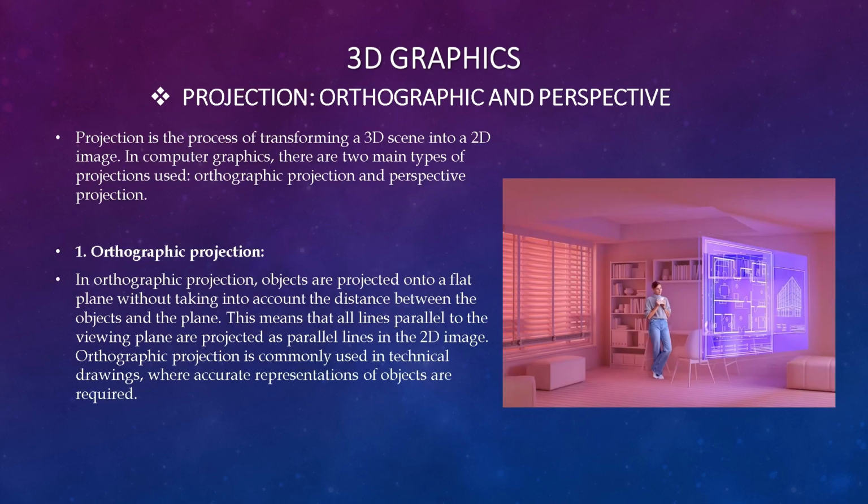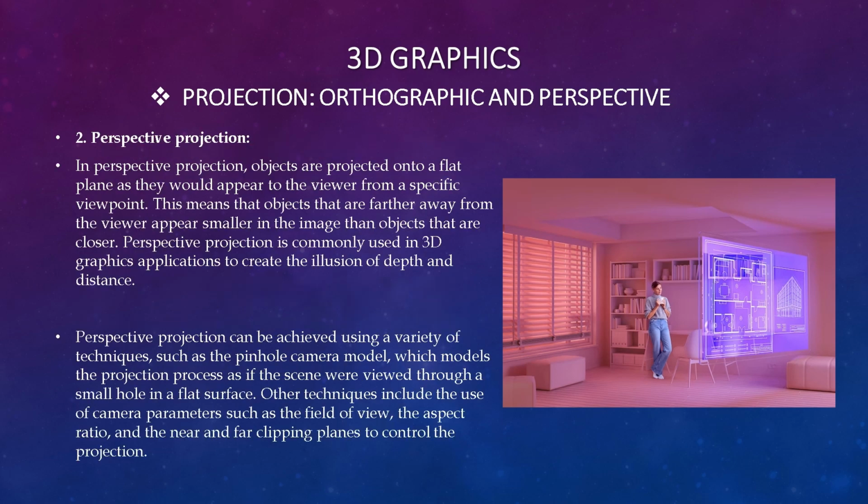Projection is the process of transforming a 3D scene into a 2D image in computer graphics. There are two main types of projections used: orthographic projection and perspective projection. 1. Orthographic projection. In orthographic projection, objects are projected onto a flat plane without taking into account the distance between the objects and the plane. This means that all lines parallel to the viewing plane are projected as parallel lines in the 2D image. Orthographic projection is commonly used in technical drawings where accurate representations of objects are required.